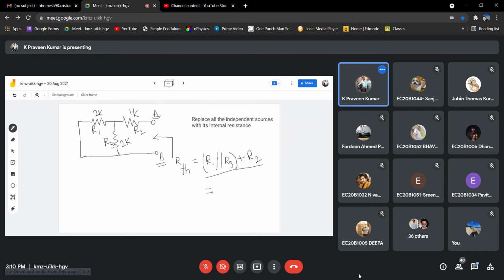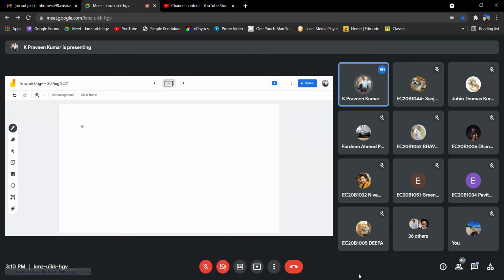So what is this value now? This is 2 parallel 2, in kilo ohms, and this is 1. The other value you have got is 2 parallel 2, that will be 1 kilo ohm, and 1 plus 1 is 2 kilo ohm. Is it fine? So RTH is 2 kilo ohms. This is one way to calculate RTH. So what is another way?